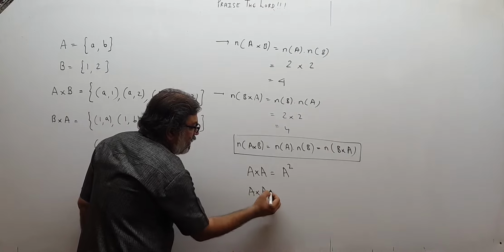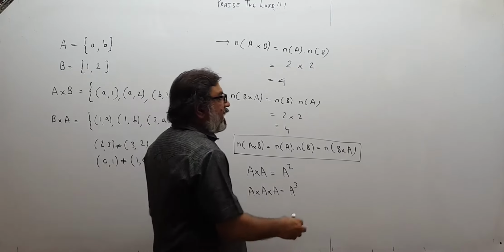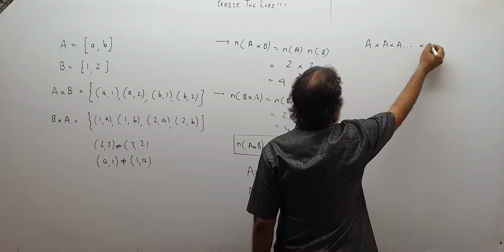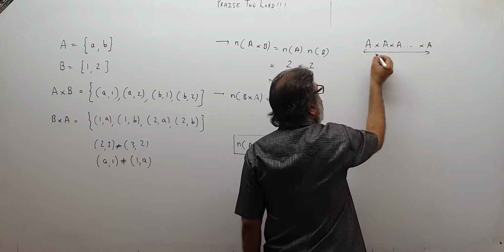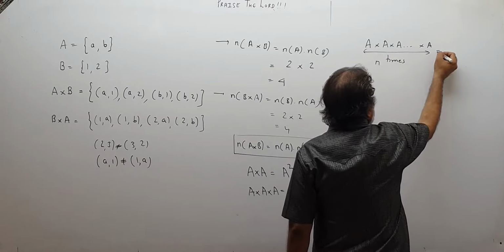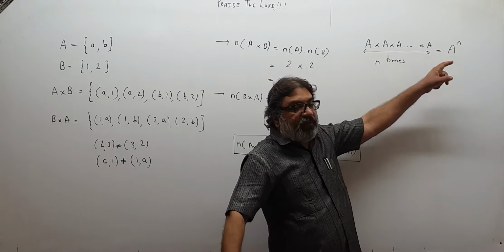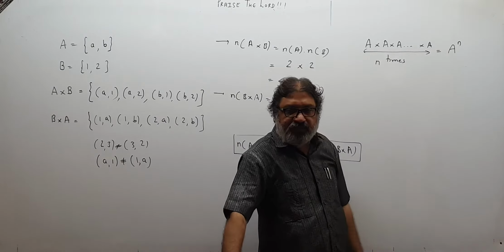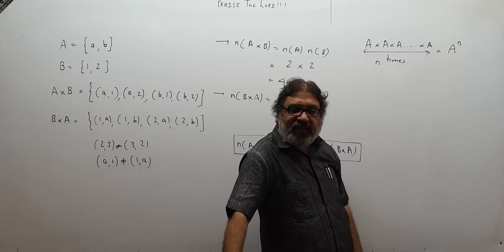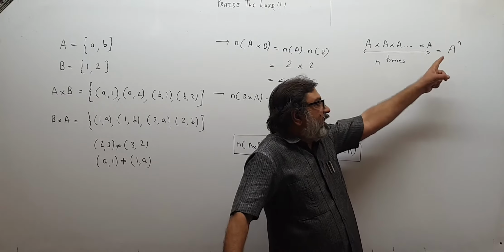And now, please remember, A cross A in short is written as A square. A cross A cross A in short will be written as A cube. And like that, A cross A cross A, n times. If we are taking the cross product of A n times, in short it can be written as A raised to n. This is a symbolic representation. You may not write A so many times. Just A^n will mean we have taken the cross product of A how many times? N times. In short, we can write like this.